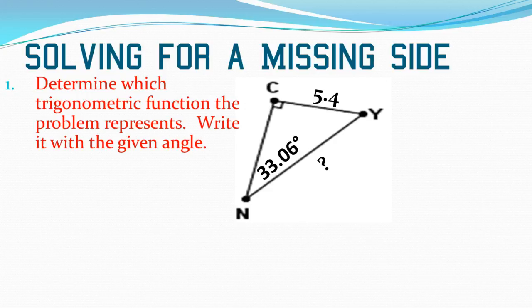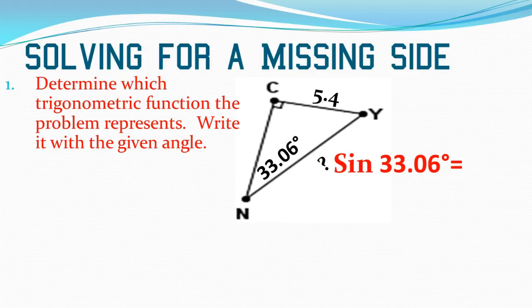Well, directly across from C, directly across from our right angle, is the hypotenuse. So my unknown is my hypotenuse. So I need a trig function that deals with the hypotenuse. Directly across from my angle, so the side that it's not touching, is the opposite side. So I have opposite, I have hypotenuse. So SOH CAH TOA, I'm going to be dealing with sine.